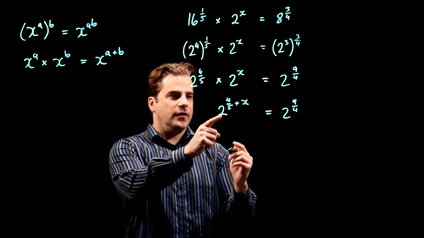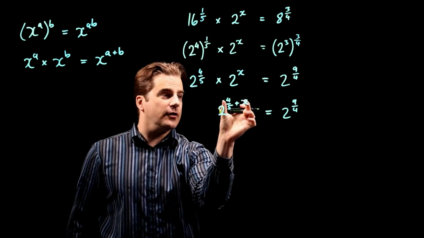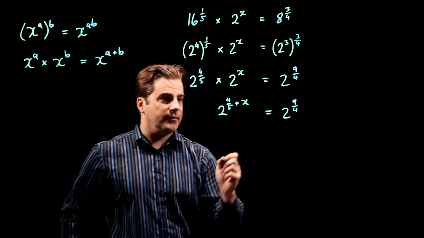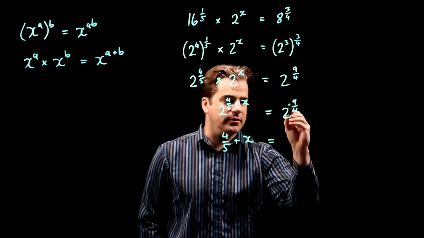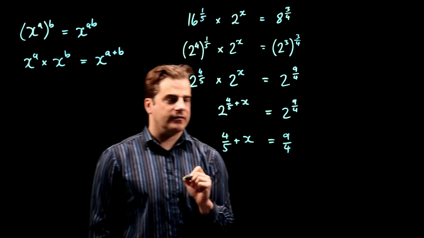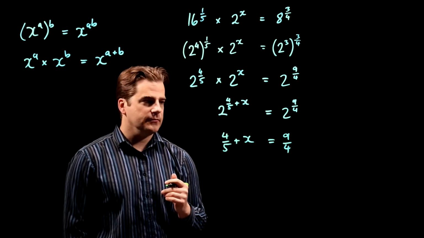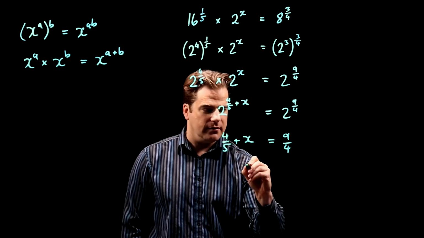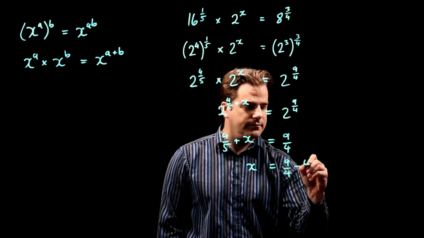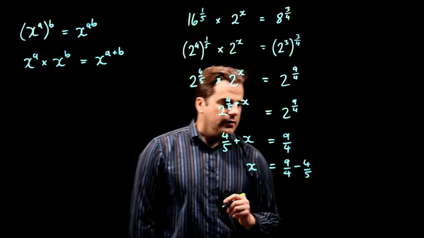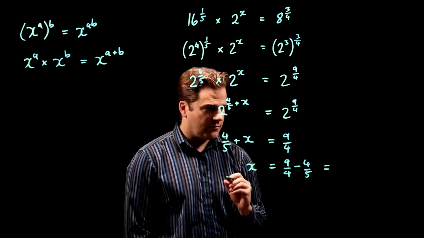So what we've got is 2 to the power of something equals 2 to the power of something. That means that those two somethings must be the same. So we can write 4/5 plus x must be equal to 9/4. And we've now got it in the simple familiar equation form. So, finish it off. x is therefore 9/4 minus 4/5. You could put that in your calculator now if you want, but I'll do a bit more algebra.